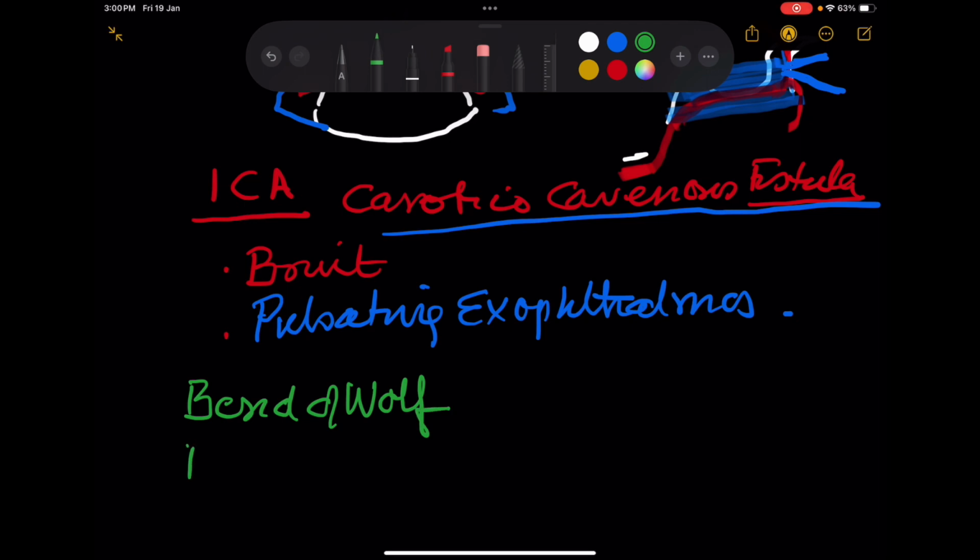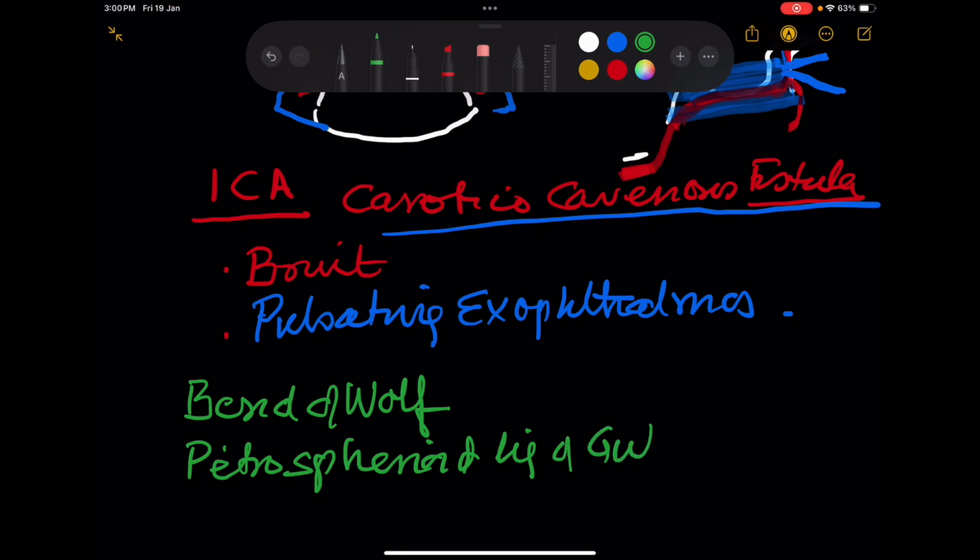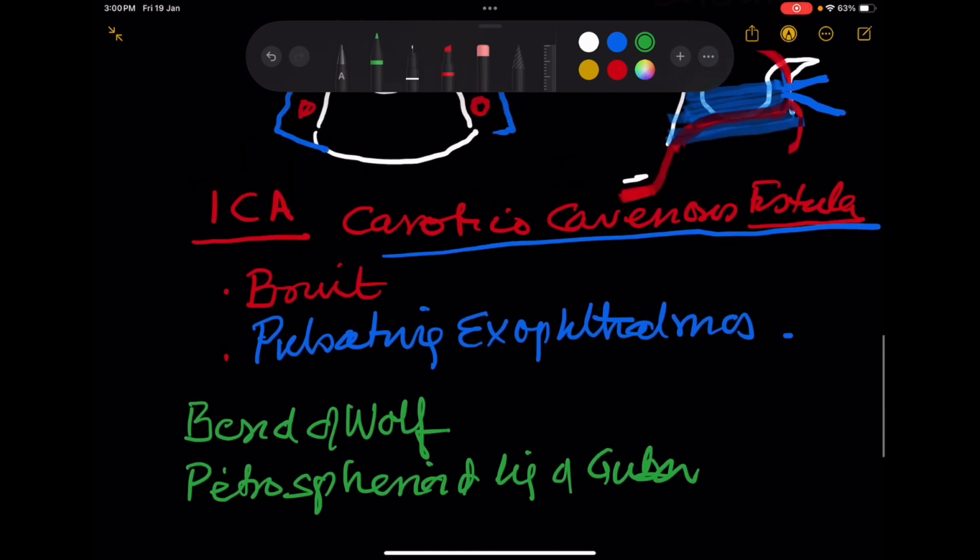We have named the bend of Wolf. We have named the petrosphenoid ligament of Gruber.